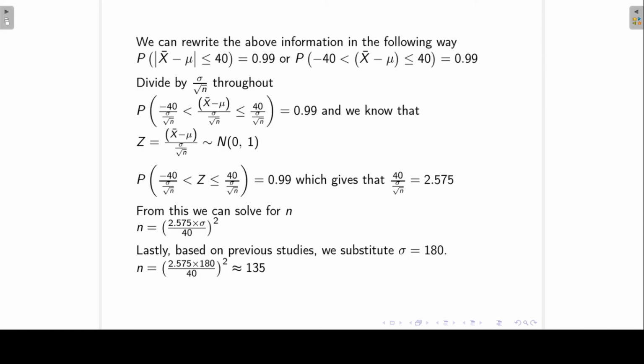And if we substitute the 180 into our formula, we get for n more or less 135. Now, if you solve this equation here, you will get 134.27. And of course, n must be a whole number. And we always round up for n. We never round off, but we round up for the sample size.